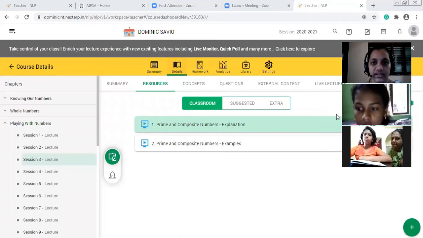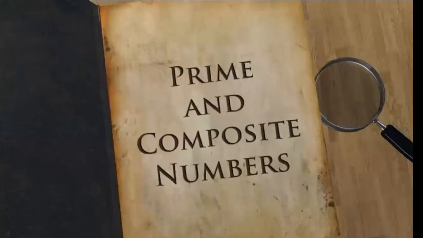Okay, so yesterday's video, that portion, and then let's see the rest today. Okay. You will learn about prime and composite numbers.